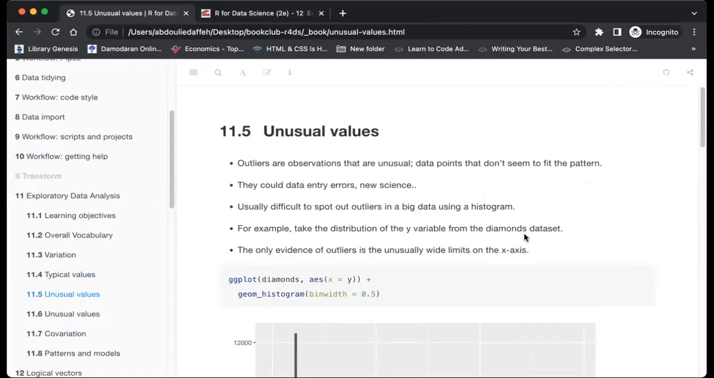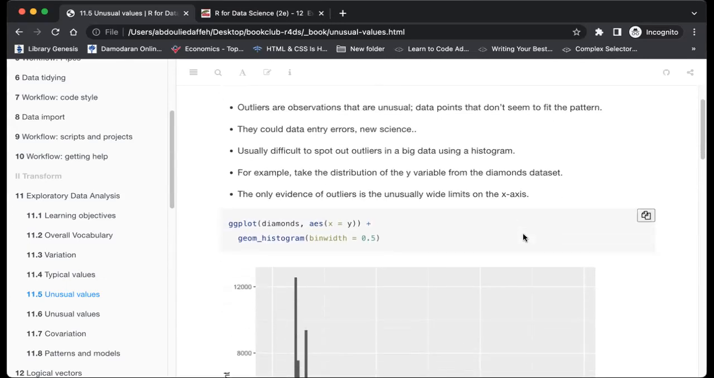We look at the unusual values. Outliers are observations that are unusual, data points that don't seem to fit the pattern we are observing. They could be due to data entry errors, but they could also be part of the data, giving us new dimensions to look at the data from. It is usually difficult to spot outliers in a big data set using a histogram, so a histogram would not be very helpful if the data set is really big.